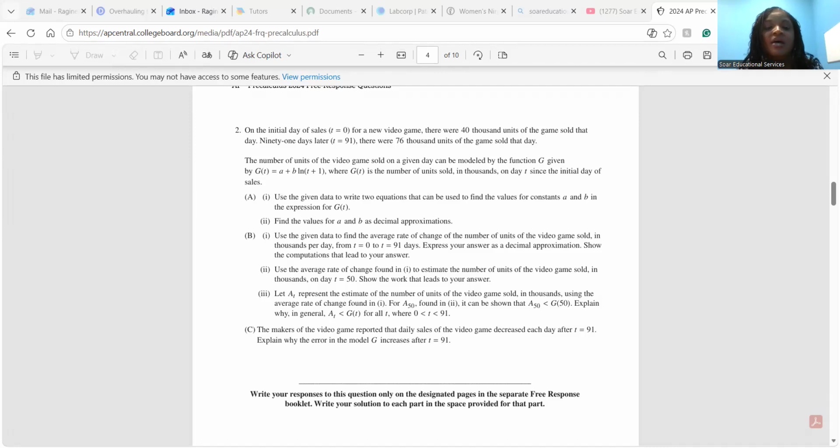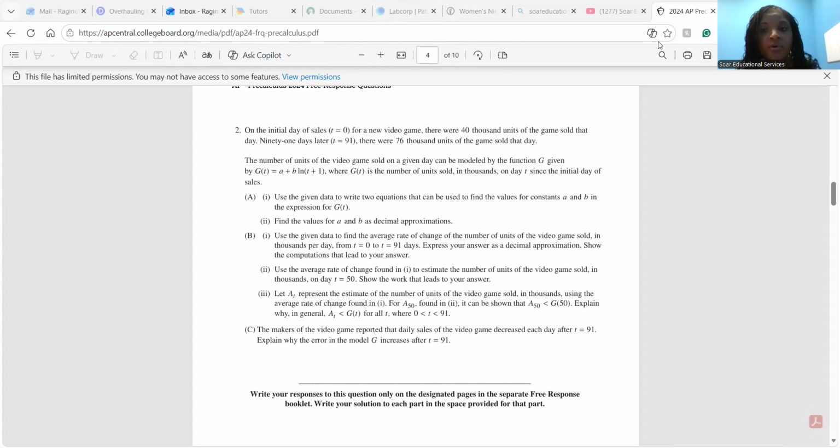This is the 2024 AP Precalculus FRQ. This particular problem says on the initial day of sale, t equals 0, for a new video game, there were 40,000 units of games sold that day. 91 days later, t equals 91, there were 76,000 games sold that day. The number of units of video games sold on any given day can be modeled by the function g given by g of t equals a plus b natural log of t plus 1, where g of t is the number of units sold in thousands on day t since the initial day of sale. Use the given data to write two equations that can be used to find the values for the constants a and b in the expression.